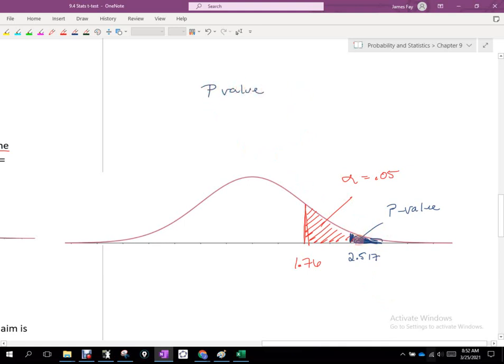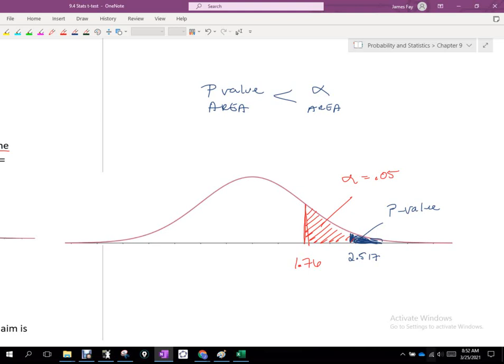right now that area is less than the alpha area, is it not? So what did we do? We rejected in this situation with critical values. So when I use p-values and I see this relationship that the p-value is less than the alpha area, or the alpha value, then I still have to make the same rejection that I did with critical values, right?